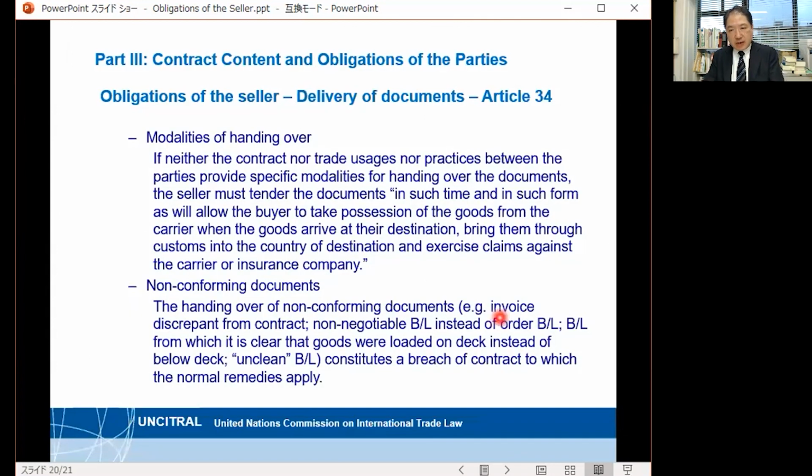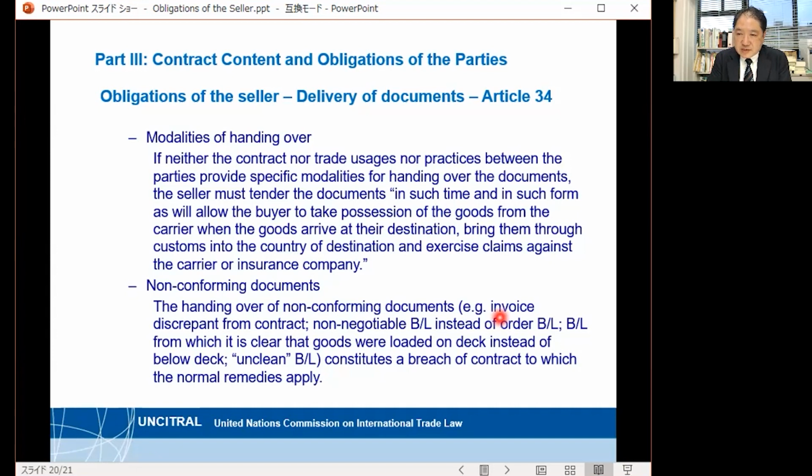Now, I'd like to talk about two more issues that relate to delivery of documents. The first is modalities of handing over the documents. If neither the contract nor the trade usages or practices between the parties provide specific modalities for handing over the documents, the seller must tender the documents, I will quote, in such time and in such form as will allow the buyer to take possession of the goods from the carrier when the goods arrive at their destination, bring them through customs in the country of destination, and exercise claims against the carrier or insurance company.